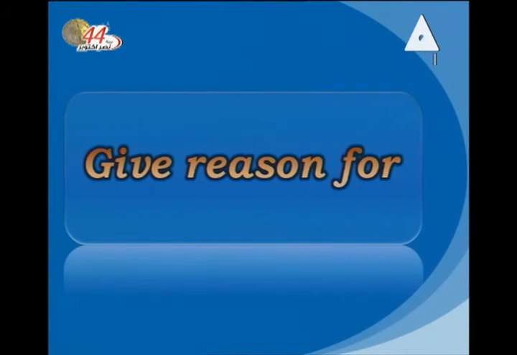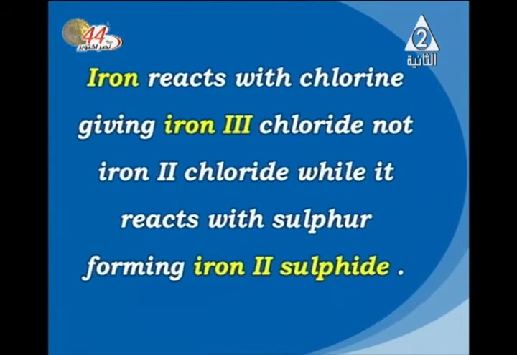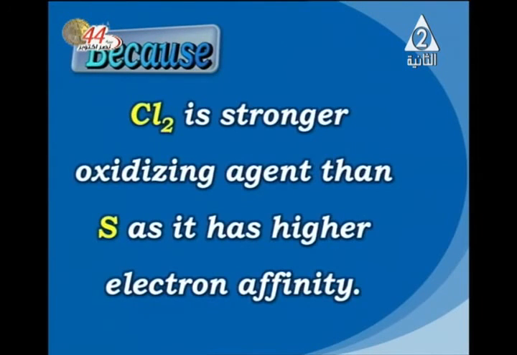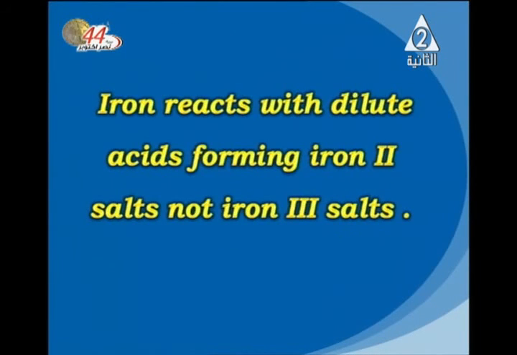Now, next type of question, give reason for. Iron reacts with chlorine, giving iron 3 chloride, not iron 2 chloride, while it reacts with sulfur, forming iron 2 sulfide. The reason for that, because chlorine gas is a stronger oxidizing agent than sulfur, as it has higher electron affinity.